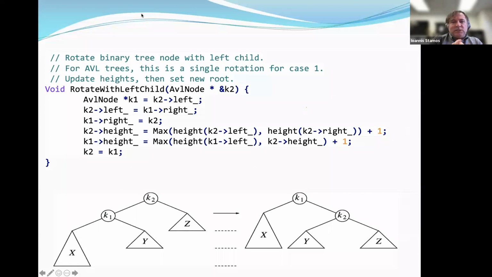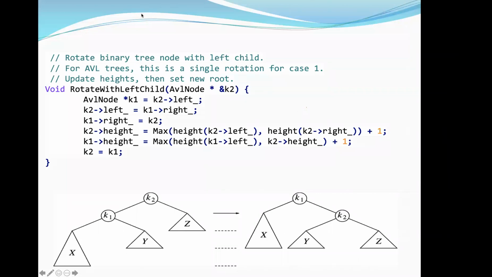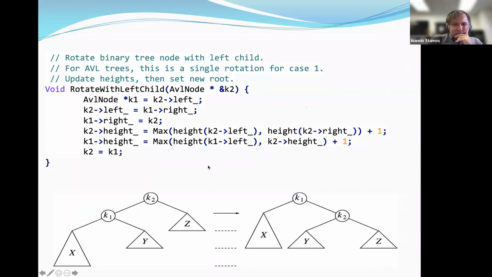This is exactly what we did before. You update K2's height and K1's height, but at the end you say K2 equals K1. Do you know why you do that? I think we are over time, but I'm going to continue because I have to finish this point. Do you know why we do that last K2 equals K1? To set the new root? No. What will happen if you don't have K2 equals K1?